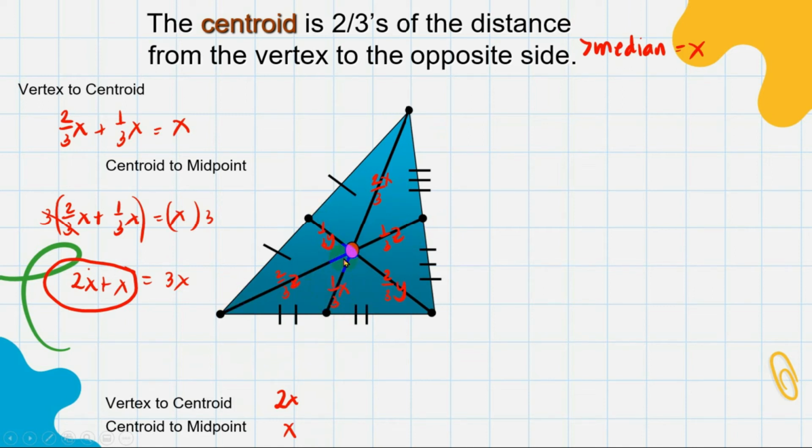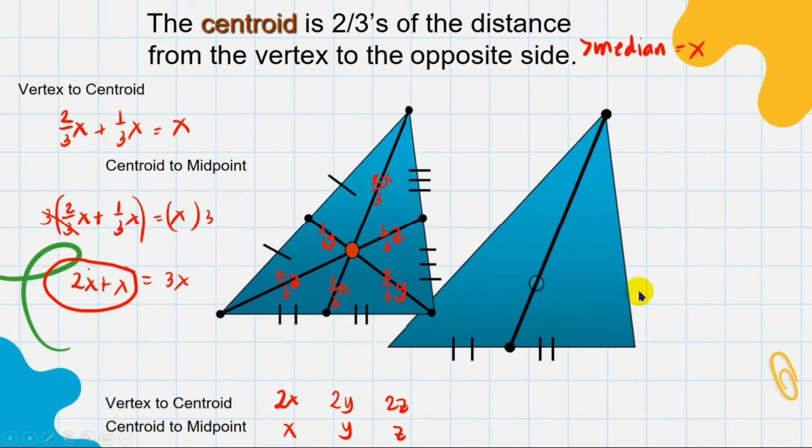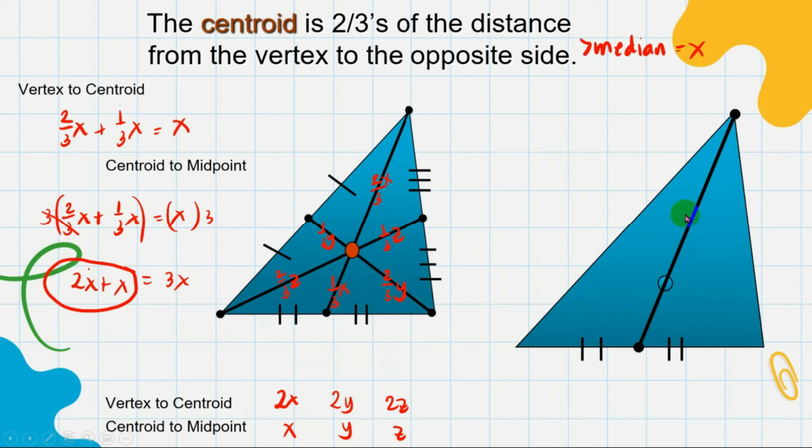So, for the second natin, yung y, meron tayo dyang, ang vertex to centroid ay 2y, and then yung centroid to midpoint ay y. Then yung isa naman, yung z natin, vertex to centroid ay 2z and centroid to midpoint ay z. So, this also means that this segment, centroid to midpoint, ay kalahati. Kalahati siya nung vertex to centroid. So, ito siya. Let's have another example here.